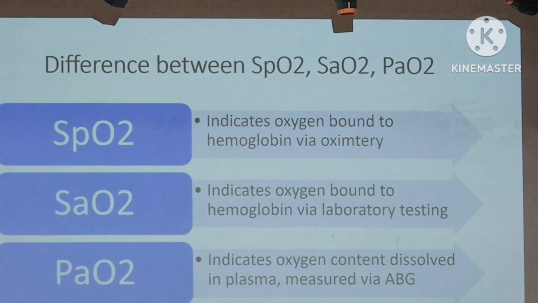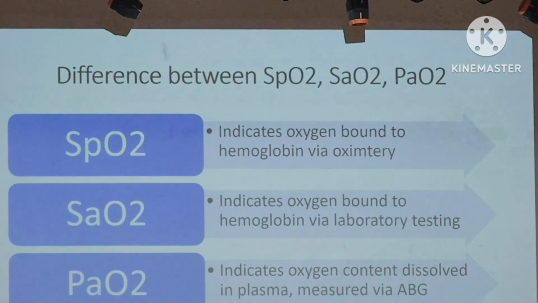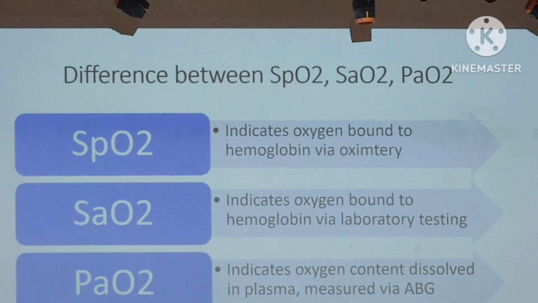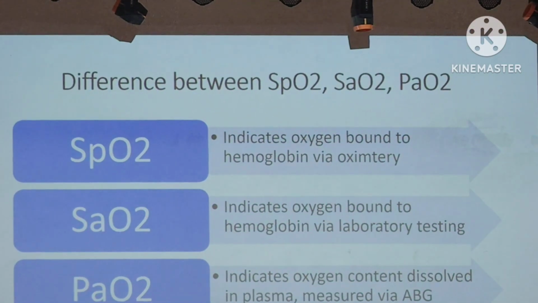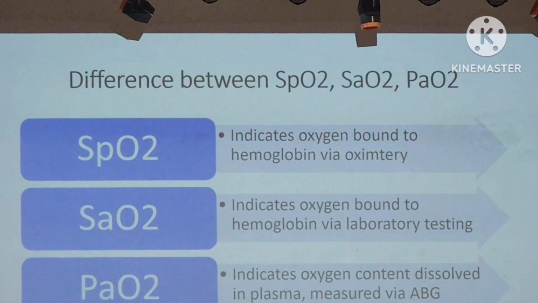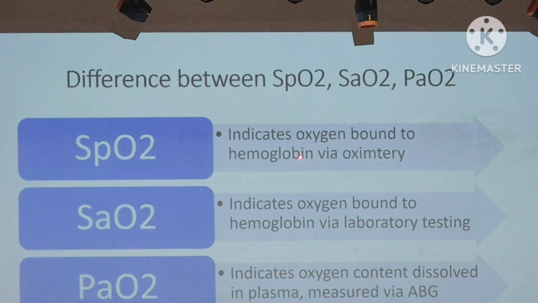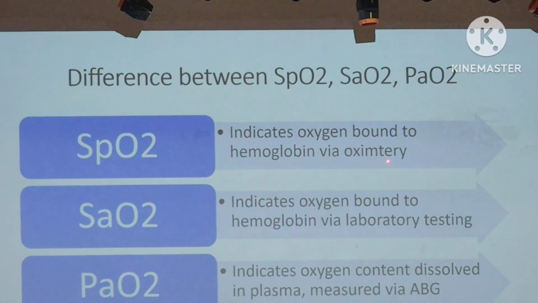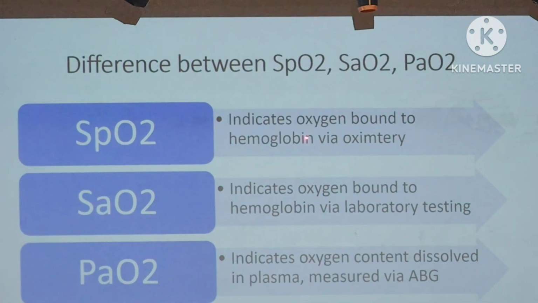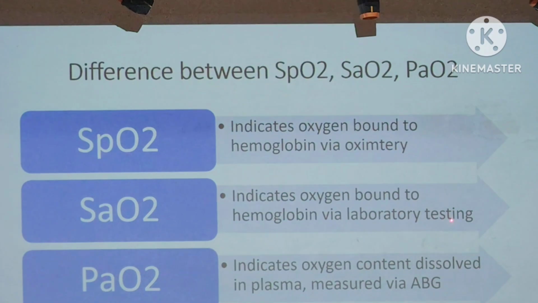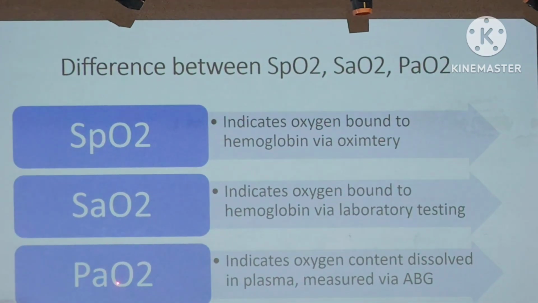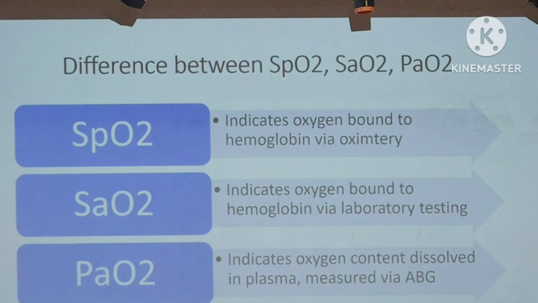Can you differentiate between SpO2, SaO2 and PaO2? These are the common terms used in ICUs. Anybody knows? It's written over here only. SpO2 is basically oxygen bound to hemoglobin, measured by oximetry. SaO2 is a similar concept but measured by lab testing. PaO2 is a little bit different concept: this is the oxygen content dissolved in plasma, and it is measured by ABG.